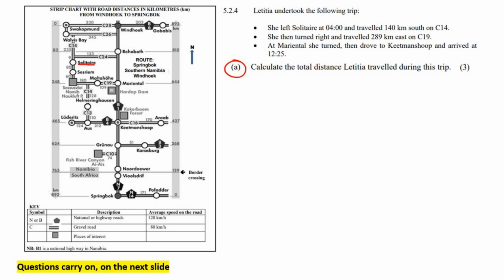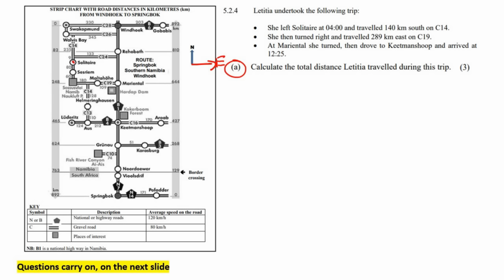It then says that she turns right and travels east on the C19. Okay, so remember, east is this way. Okay, so she's going to travel down there, and she's going to travel east then on the C19. Okay, and she traveled 289 kilometers. So 289 kilometers. At Marienthal, which is over here, she turned and then drove to Keetmanshoop, which is down here. Okay, so she went like this, like this, like this. And she arrived there at 12:25. Calculate the total distance that Letitia traveled during this trip.